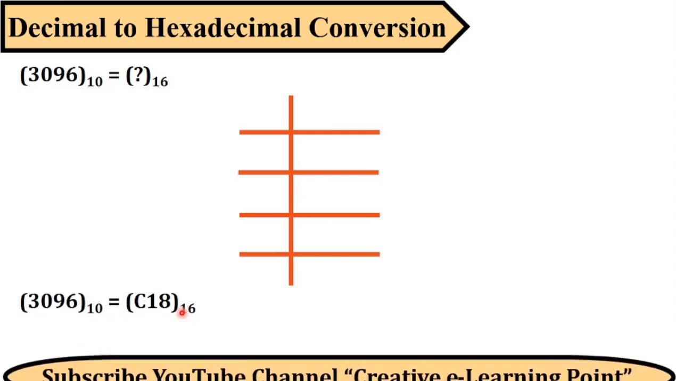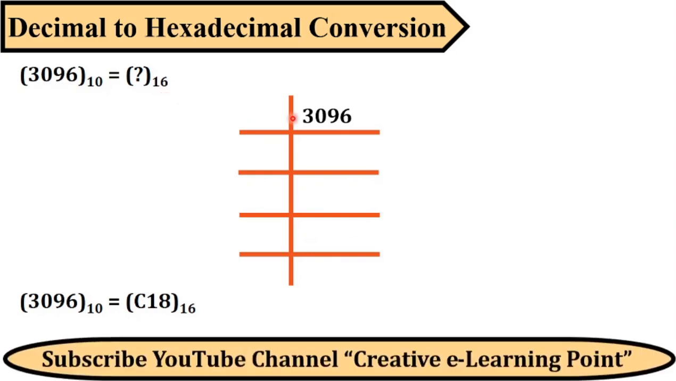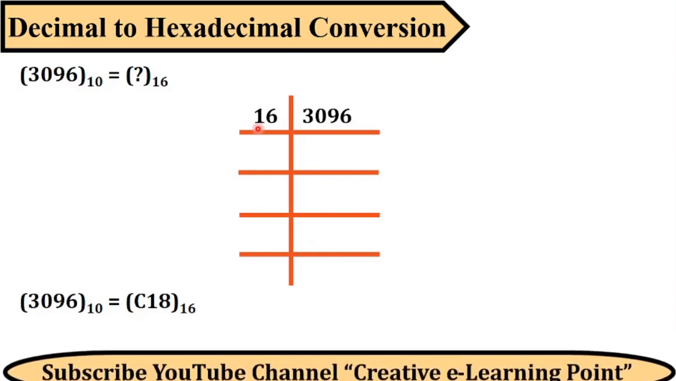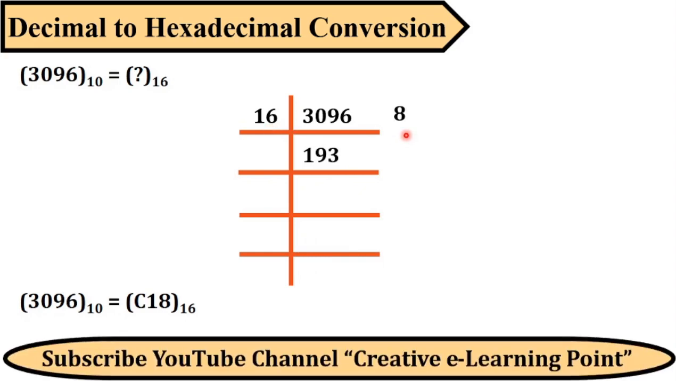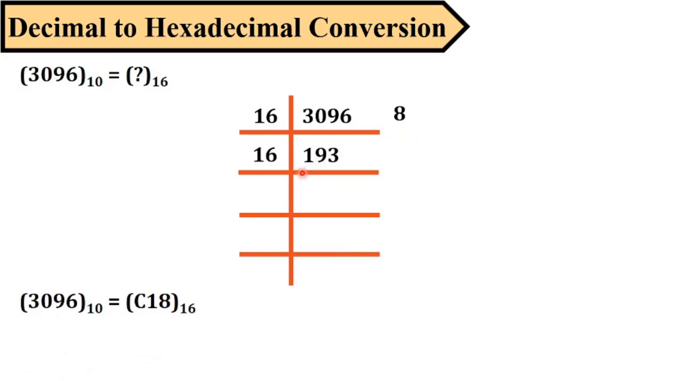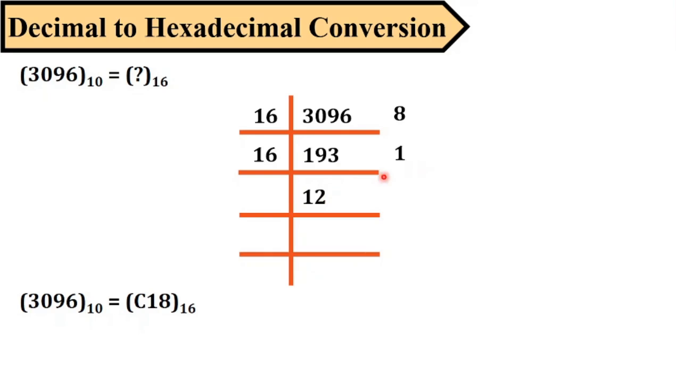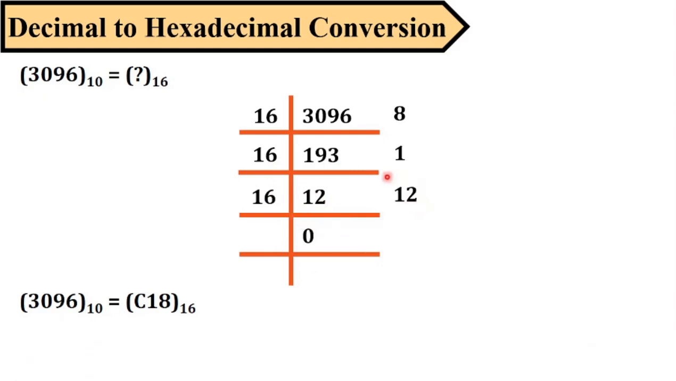Let's see another problem. Here we are going to convert 3096 into its corresponding hexadecimal number. So we take 3096 and divide it by the base of the hexadecimal number system, that is 16. We get 193 and the remainder is 8. Again we divide this 193 by 16. We get quotient 12 and the remainder is 1. As this 12 is indivisible by 16, we finally take 16 zeros are 0 and 12 is the remainder.